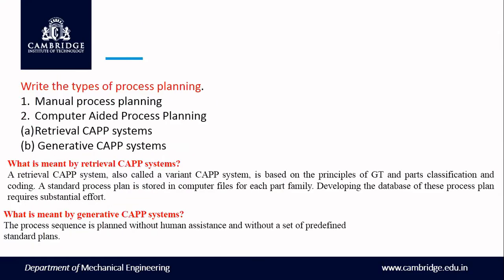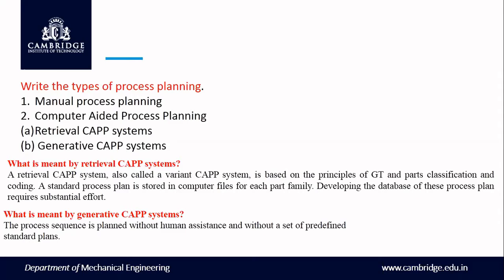And then write the types of process planning. There are a number of types. There is manual process planning, which in olden days they used, and a number of documents, paperwork, and so many parameters had to be taken care of. And then there is computer aided process planning. In that, there are two approaches: one is the retrieval computer aided process planning system, and the other is the generative computer aided process planning.